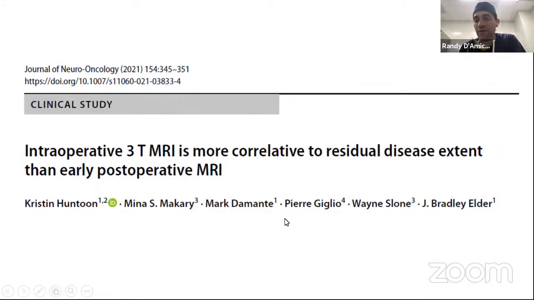This is a collaborative effort between Lenox Hill Neurosurgery and the Journal of Neuro-Oncology, where we like to present recent publications in the journal, highlight the authors who constructed them, and talk about the results and the relevance of these studies. Today we're pleased to have Kristen Huntoon with us, who I believe is currently at MD Anderson. Why don't you go ahead and describe the paper and dive right into it?